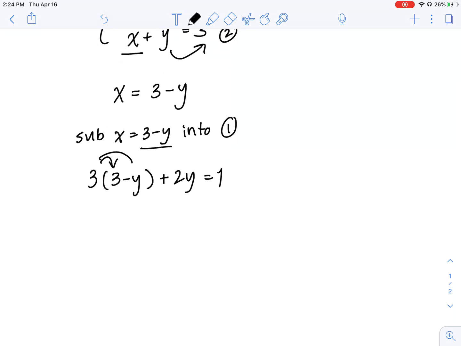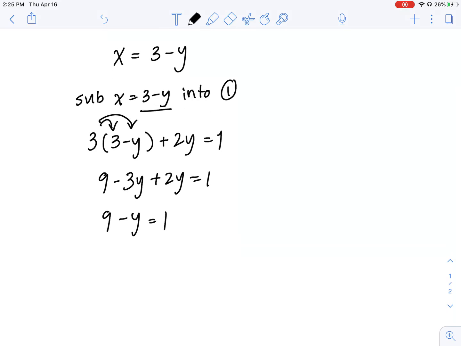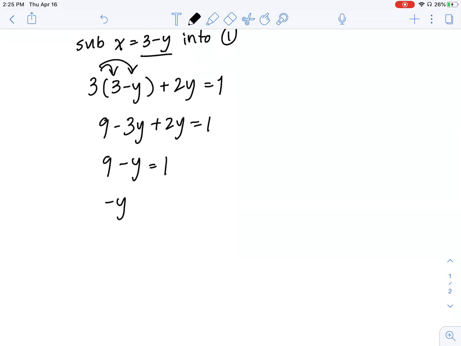Let's start by opening this bracket up. 3 times 3 is 9, and 3 times minus y is minus 3y, plus 2y equals 1. Add the like terms, 9 minus y equals 1, and isolate for y. Minus y equals 1 minus 9, minus y equals minus 8, y equals 8.